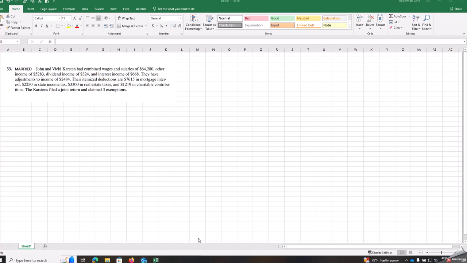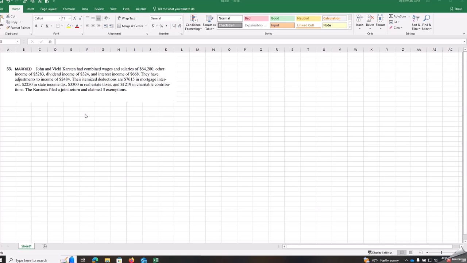Okay, this is an example of personal income tax. So we have a scenario here. John and Vicki have combined wages and salaries of $64,280. They have other income of $5,283, dividend income of $324, and interest income of $668.